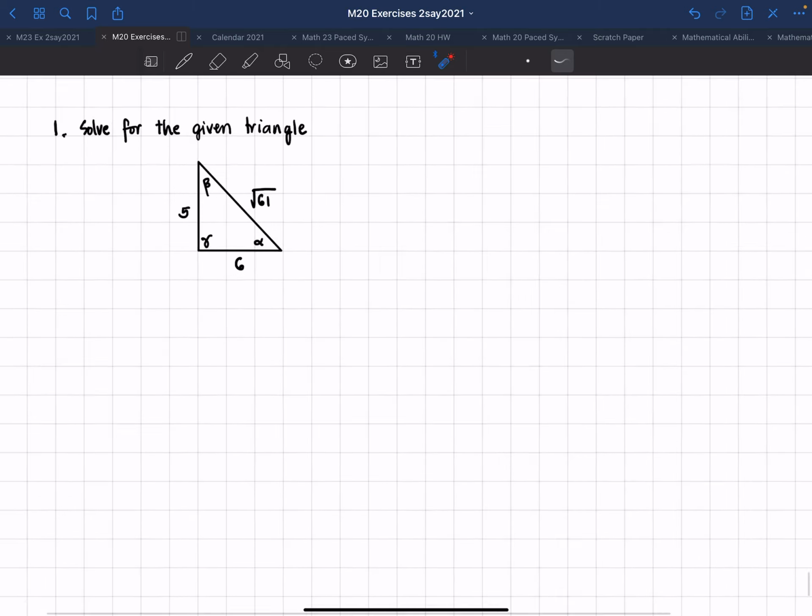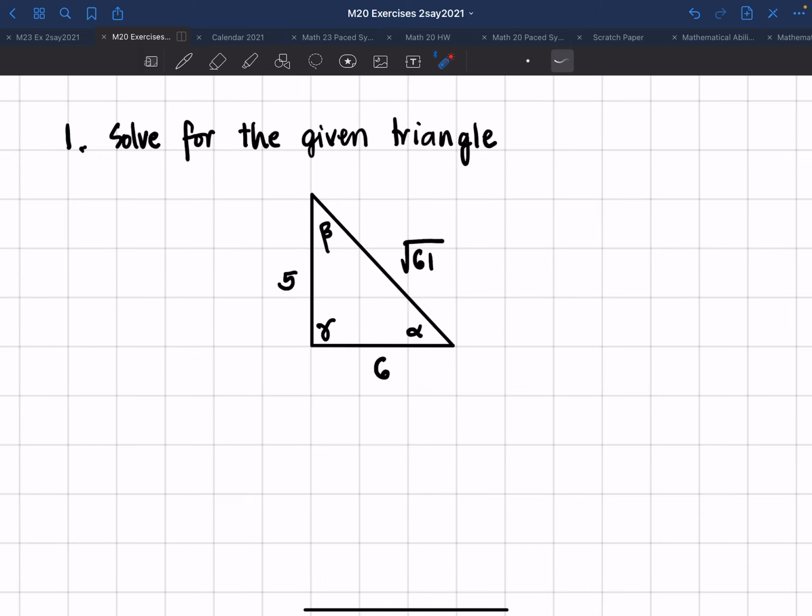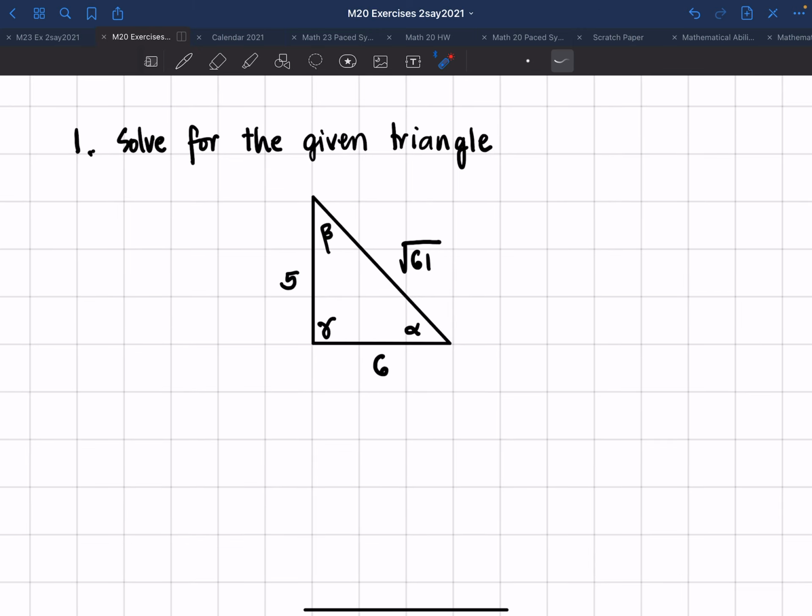So let us solve for the given triangle. Pag sinabing solve for the given triangle or solve for the triangle, it means solve for the missing parts ng triangle, yung mga nawawalang angles at saka yung mga nawawalang sides. For number one, binigyan tayo ng triangle where the measure of the sides are given. So, ang pinapahanap niya are alpha, beta, and gamma, or the measure of the interior angles.